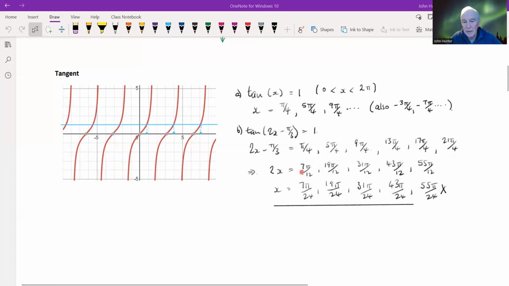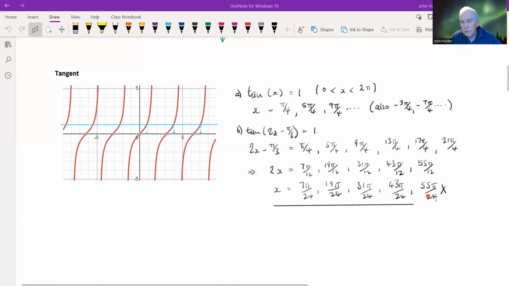So that gives us 2x equals, well, adding pi by 3 to this gives us 7 pi by 12, and then we've got 3 pi by 3 added to that, 19 pi by 12, and so on. All these solutions here originate from the ones above. And then this is 2x, so if we want x, we just have to divide by 2, and then it's going to give us 7 pi by 24, 19 pi by 24, and so on.